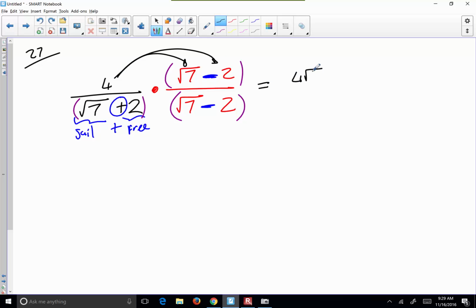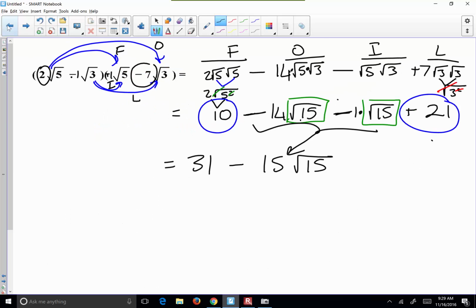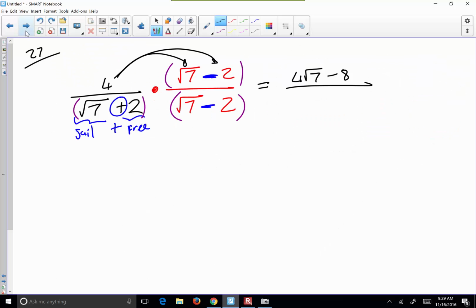4 root 7 minus 8 is the top. The bottom multiplication is easy. You do not have to do FOIL here. You did FOIL on the previous question, because everything was different: all the terms on the left and right were different. Here though, you have the same two terms, root 7 and 2, root 7 and 2. The only difference is minus and plus. They are called conjugates. We are going to do conjugate multiplication here, which is the difference of two squares only.